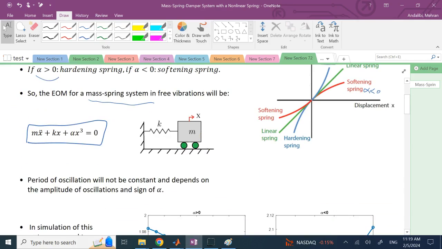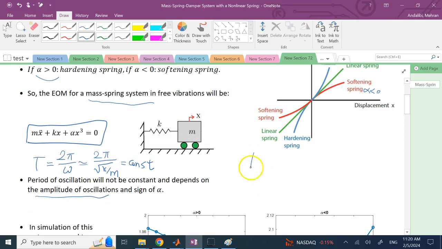Well, the first thing you'll see is that, unlike the linear case where the period T of the oscillation is basically 2 pi over omega, and omega is a constant number, simply the square root of k over m. So that was constant, and it does not depend on the initial condition that you start with, or the amplitude of the oscillation.